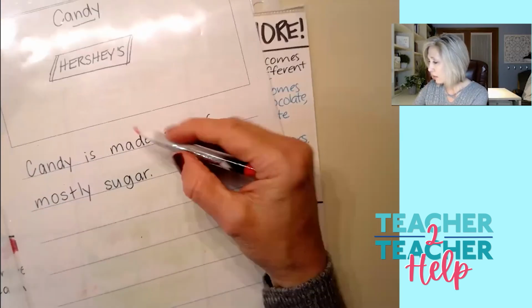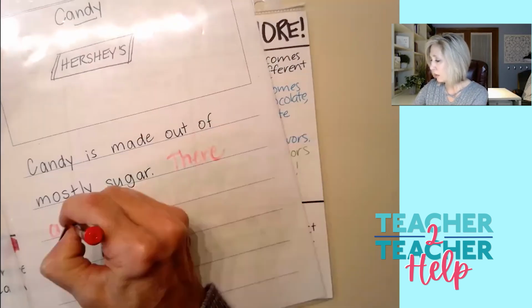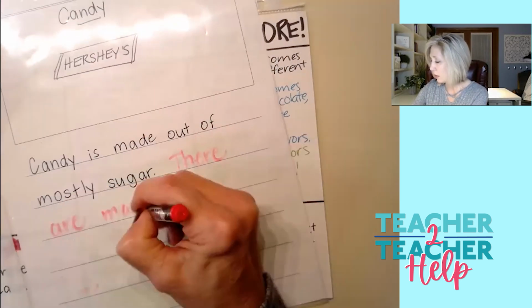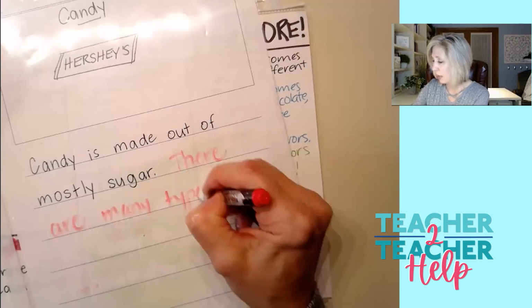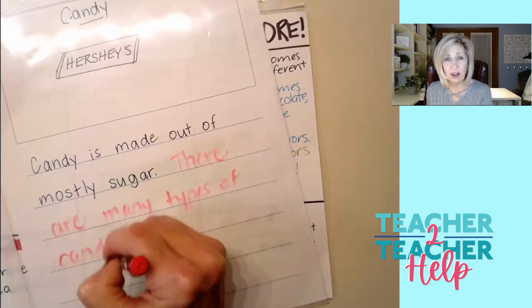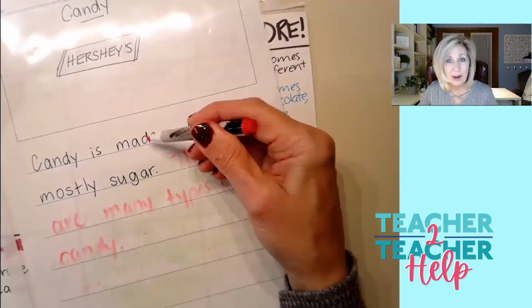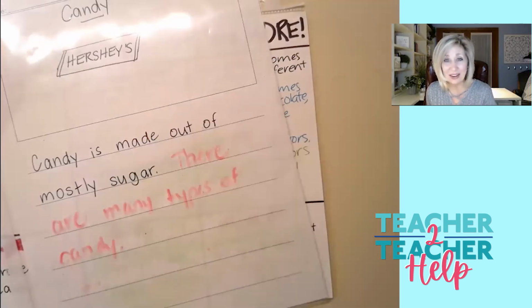There are many types of candy. Okay, do you see what I did? I moved it from a 1-star to a 2-star. I have a fact, and then I wrote more. Could I power up my writing and make it a 3-star? Let me think. Candy is made out of mostly sugar. There are many types of candy.